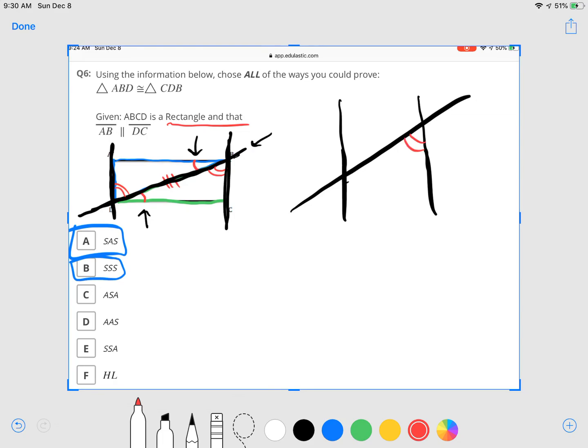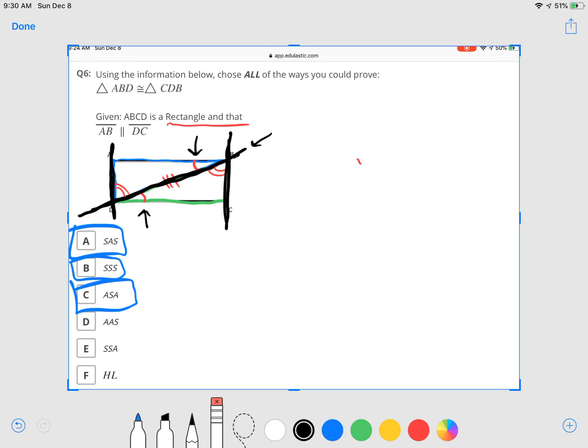It's this one down here and this one up here. Okay, alternate interior angles. So angle side angle works. All right, angle side. So let's erase some of this stuff. All right, angle side. So we would need 2 consecutive angles and a side.